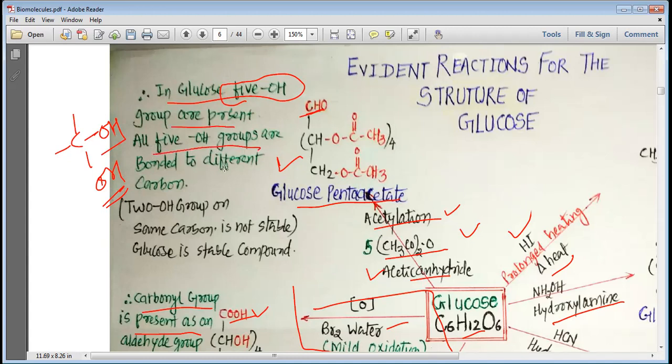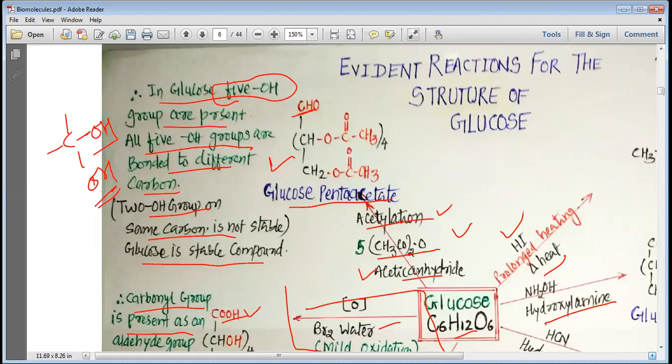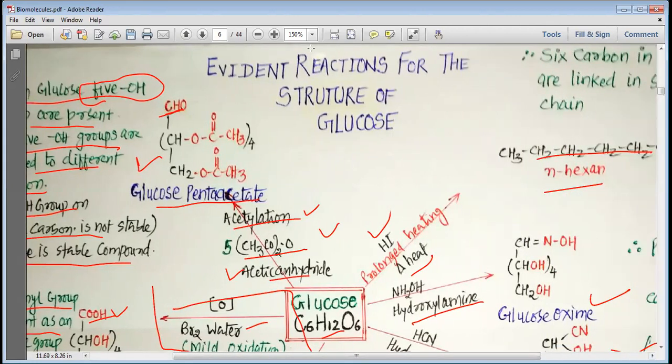All 5 OH groups are bonded to different carbons, because two OH groups on the same carbon is not stable, and glucose itself is a stable compound. And on the basis of that, we can easily understand the structure of glucose.